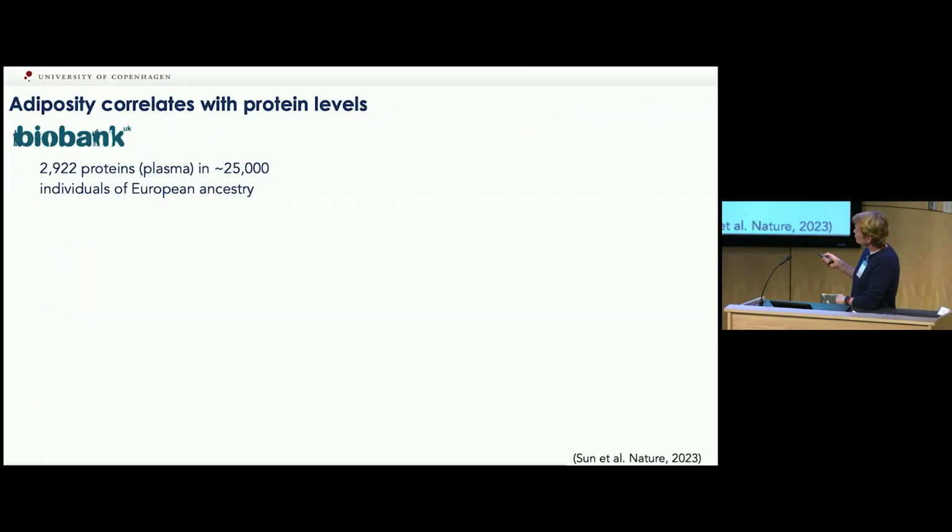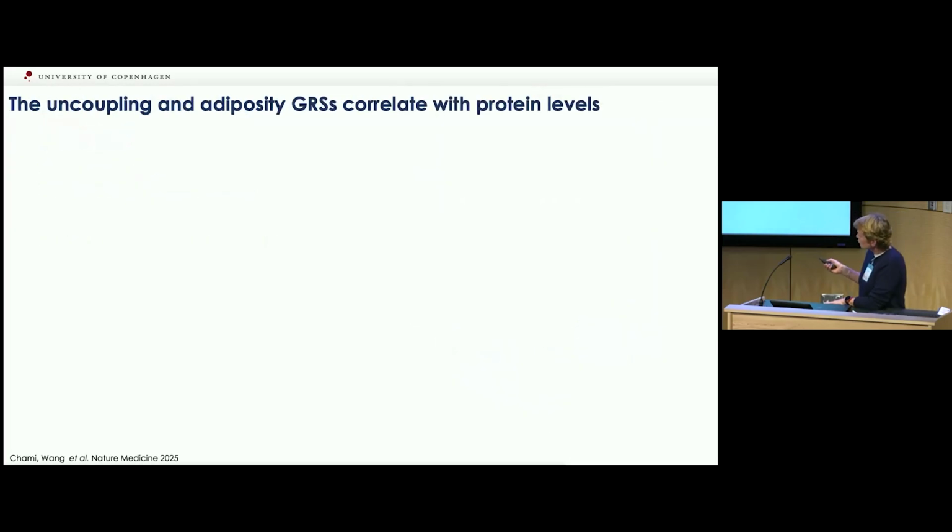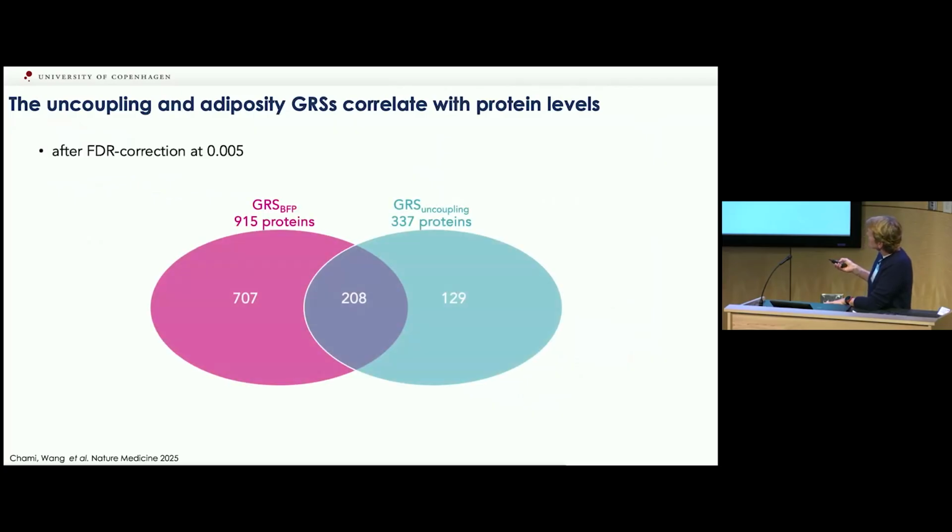We also look at the proteins. We know from the UK Biobank data that high body mass index is associated with high protein levels, probably because the bigger you are, the higher the levels. That makes sense, and that's shown in this data from Sun et al. When we looked at the scores and their association with the UK Biobank proteins, the unhealthy score, which has some more power, is associated with more proteins.